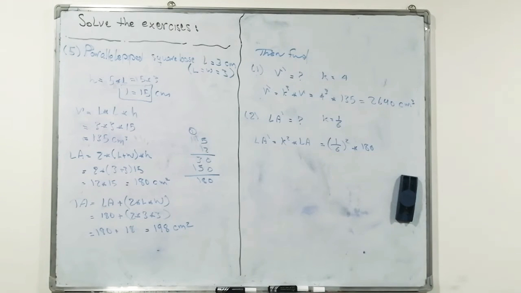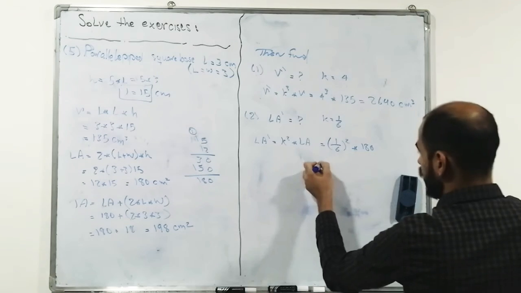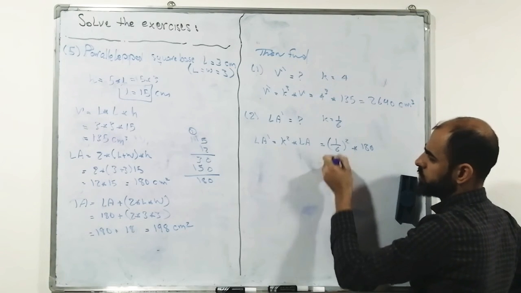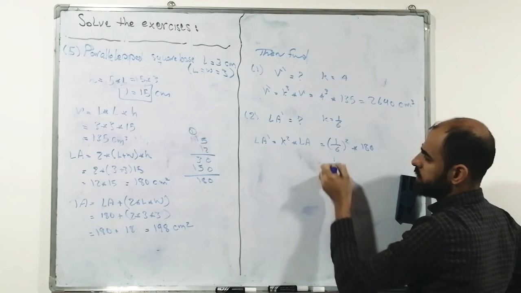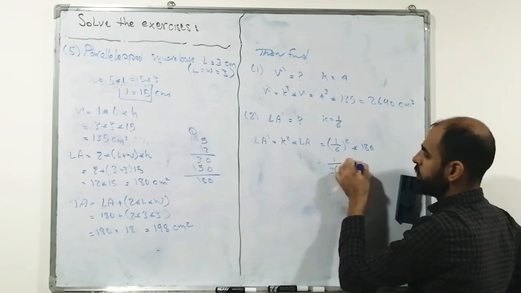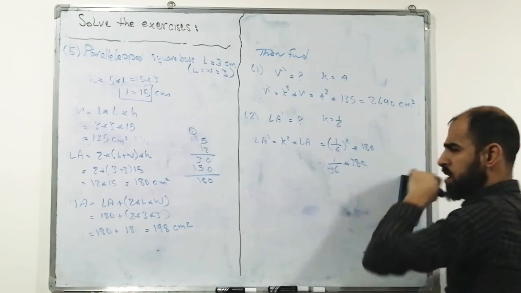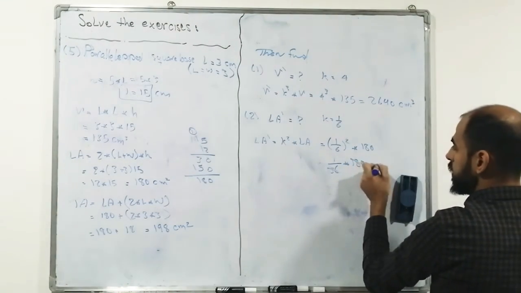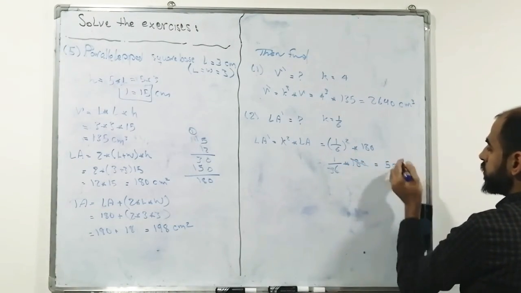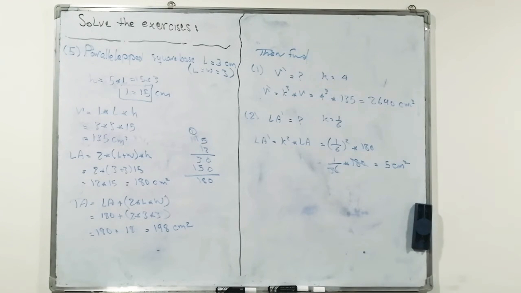Now distribute the power to the numerator and the denominator. After distributing the power, 1 to the power 2 is 1 and 6 to the power 2 is 36, multiplying by 180. After simplifying, we found it equals 5 centimeter to the power 2, which is the area of the shape after dilation with dilation coefficient 1/6.